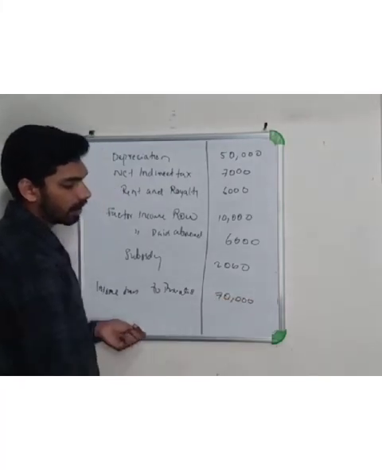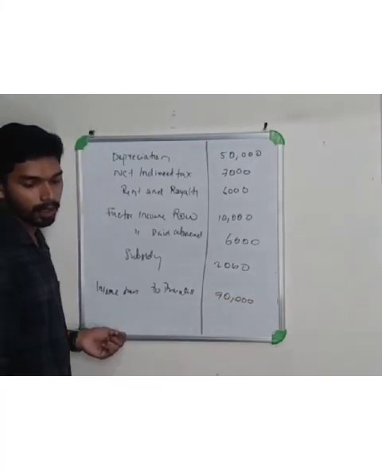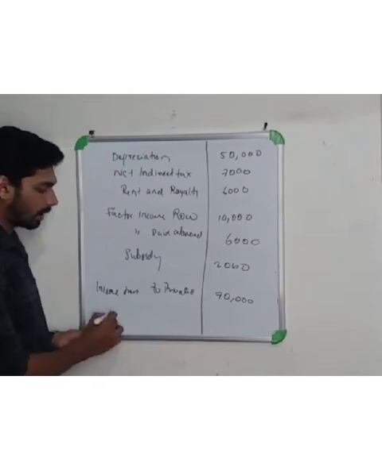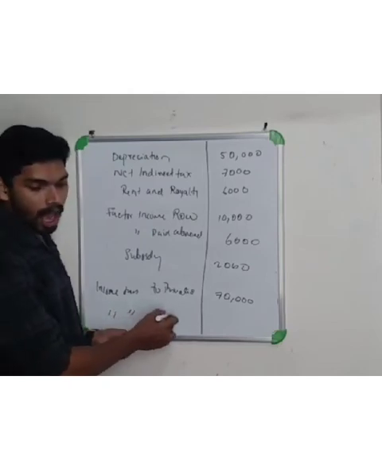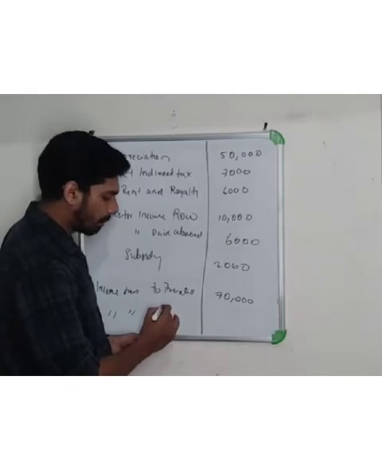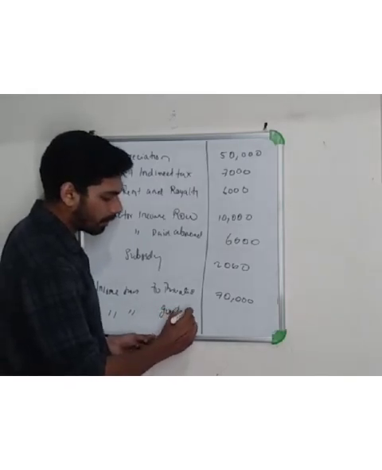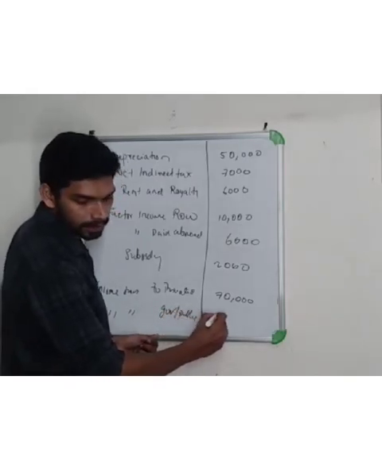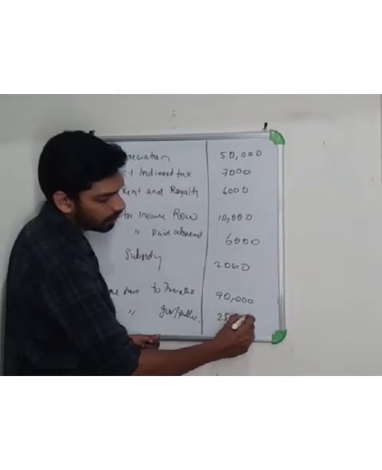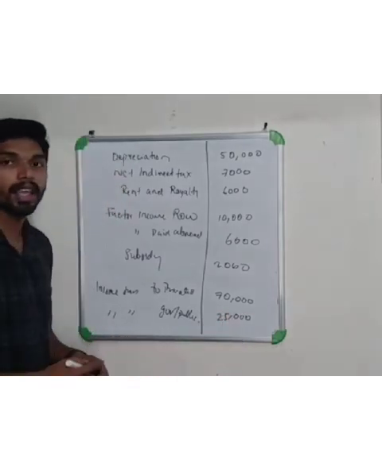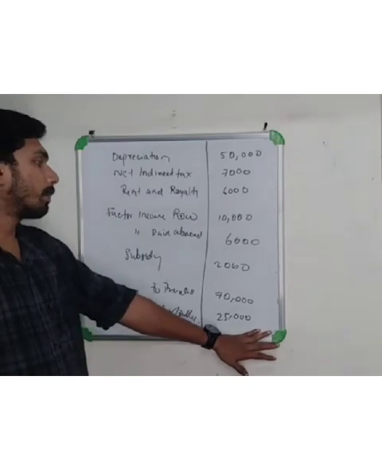Then, another one is the income from the domestic product according to the government or the public sector, that is 25,000. So these are the particulars and their values in rupees crores.